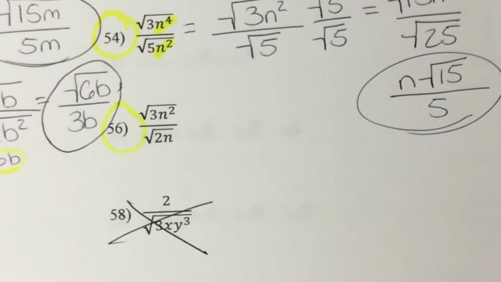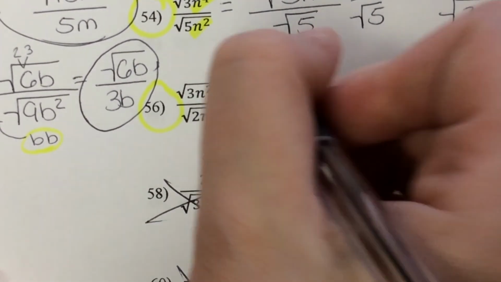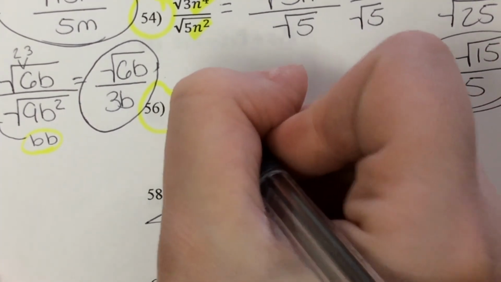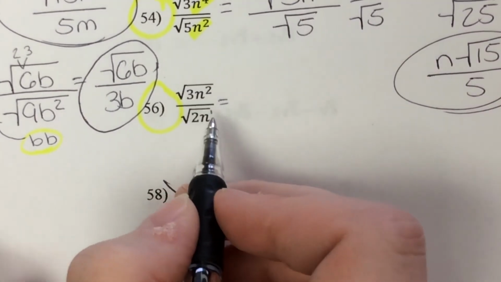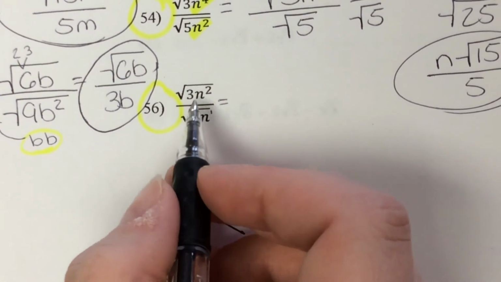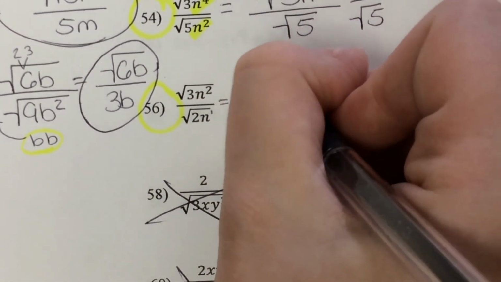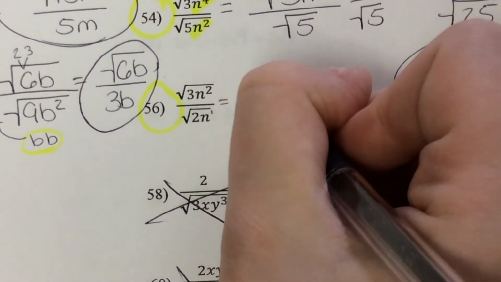All right, one more. 56. We're going to reduce first. If you don't see an exponent, it is 1. Remember we talked about that. So 2 minus 1 is 1. And you'll leave the answer in the top because that's where the bigger one is. So the top now becomes 3n and the bottom becomes just square root of 2.